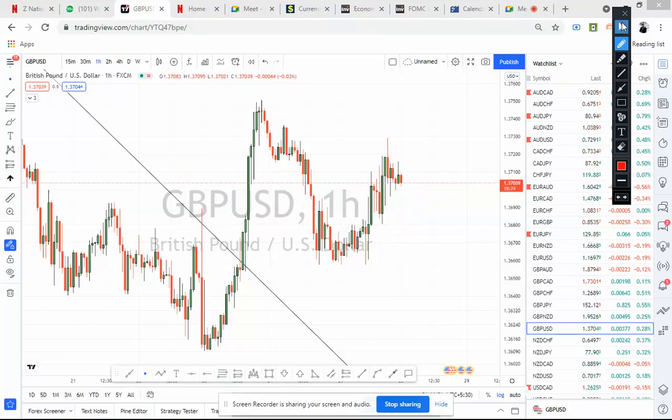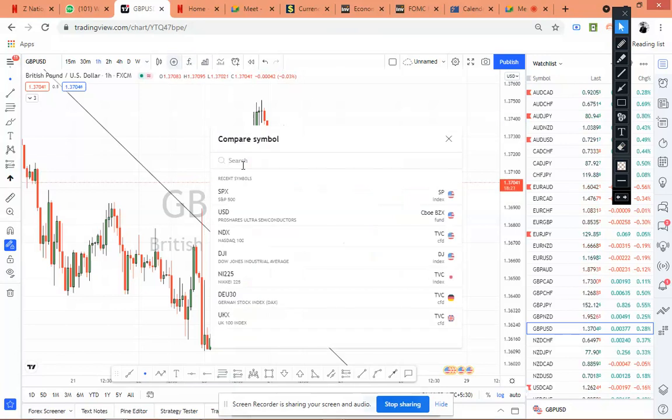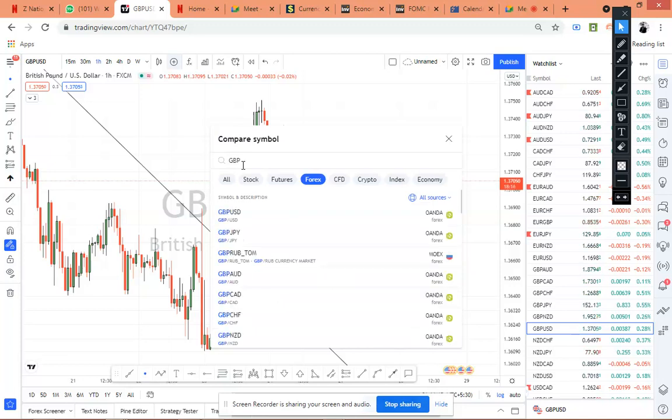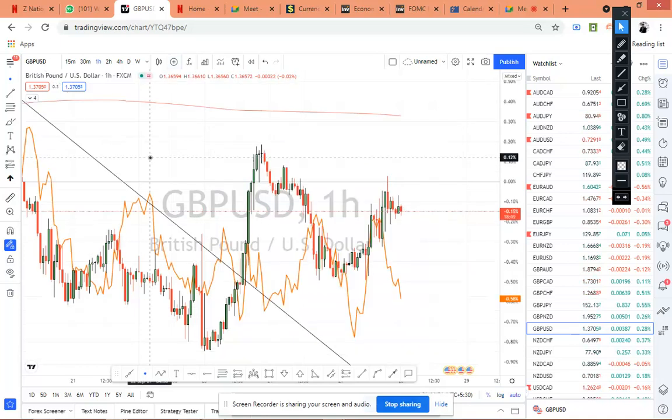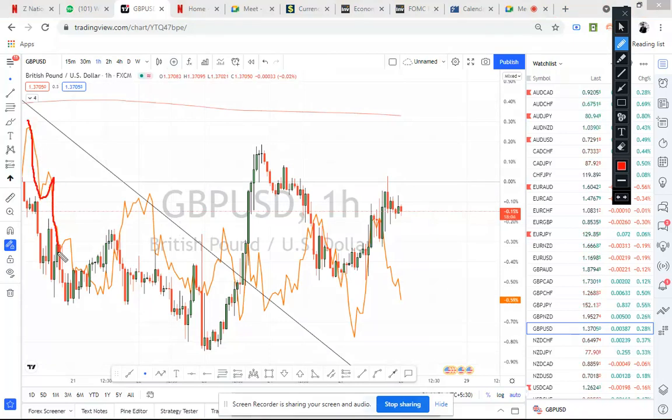Let me do it this way. This is GBP USD. That is GBP AUD. Look at GBP AUD. This is the price movement on GBP AUD. You see that in most cases the price movement at times looks like GBP USD, but in some cases they are not moving in the same direction.